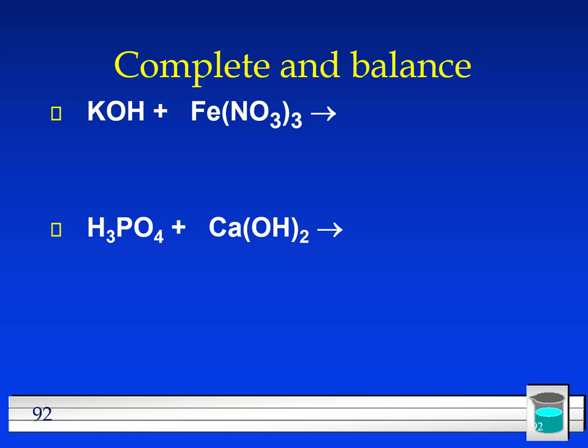So H starts off next to PO4. Instead, it's going to be next to OH. And Ca starts off next to OH. Ca ends up next to PO4.